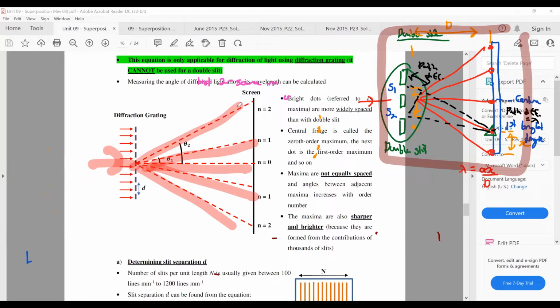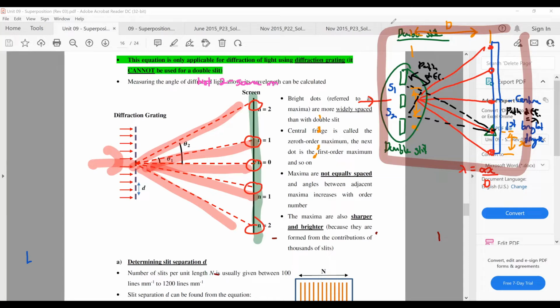This red line here represents your region of constructive interference. Okay, so after that, you place a screen right behind the diffraction grating. What you then see is a pattern of bright dots, similar to your pattern of bright and dark fringes for double slit.